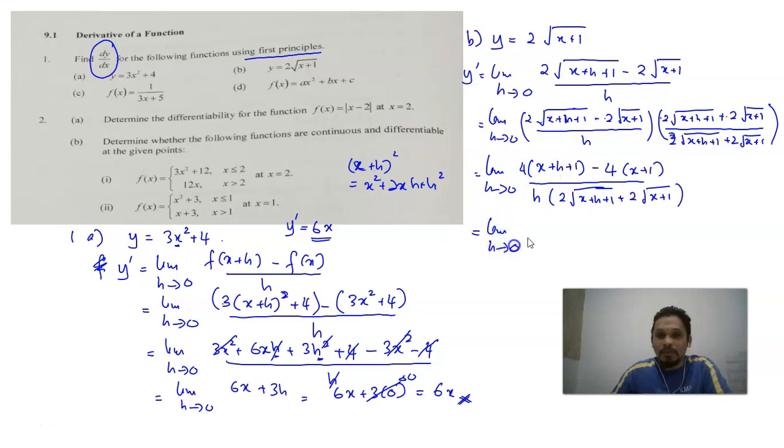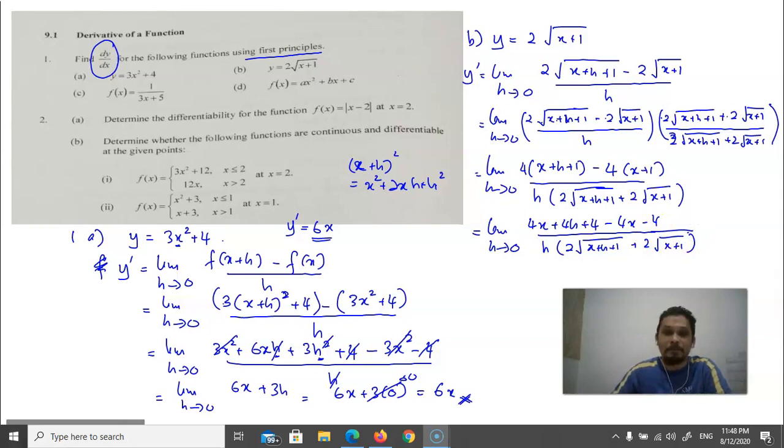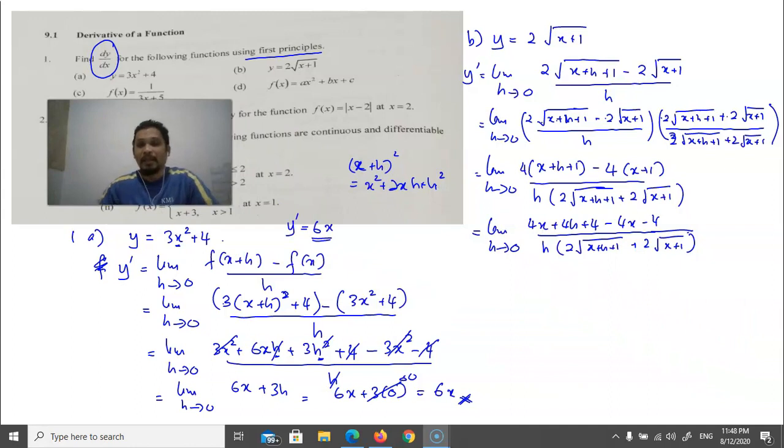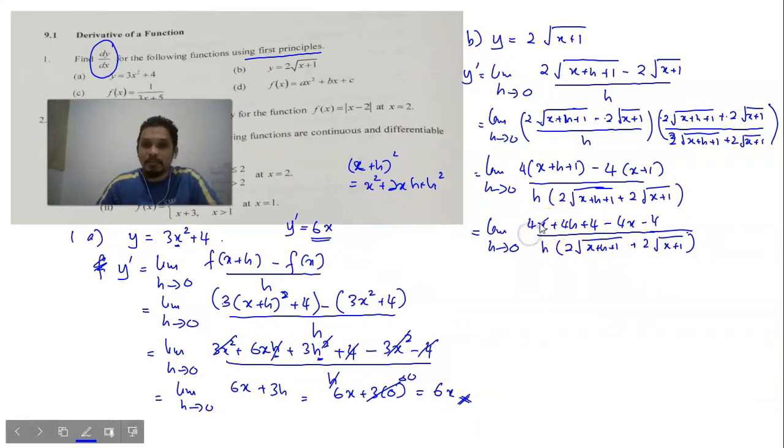Limit of h approaching 0, 4x plus 4h plus 4 minus 4x minus 4 divided by h times 2 square root of x plus h plus 1 plus 2 square root of x plus 1. Okay, I bring it up here. Never mind. Now, 4x minus 4x, 4 minus 4. So then h divided by h.